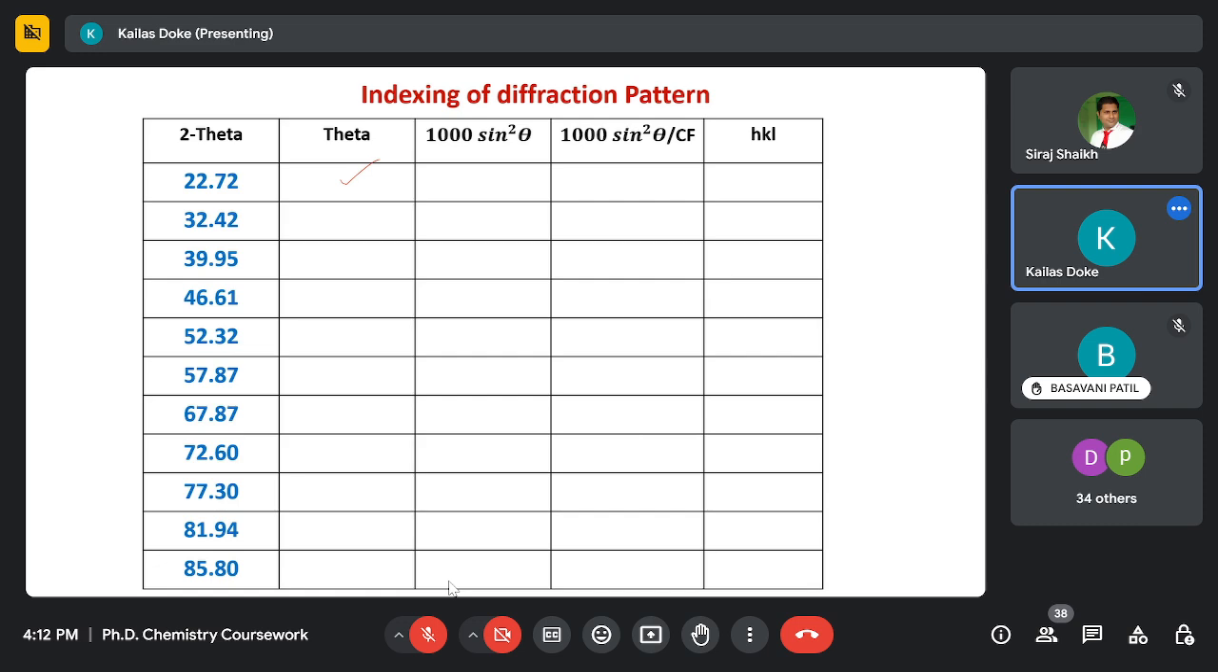So how to find out the common factor? Subtract 1000 sine square theta of the first peak from the second peak, or the third peak minus the second peak, or the fourth peak minus the third peak. We get a common factor. Or simply we can select the first number as a common factor.